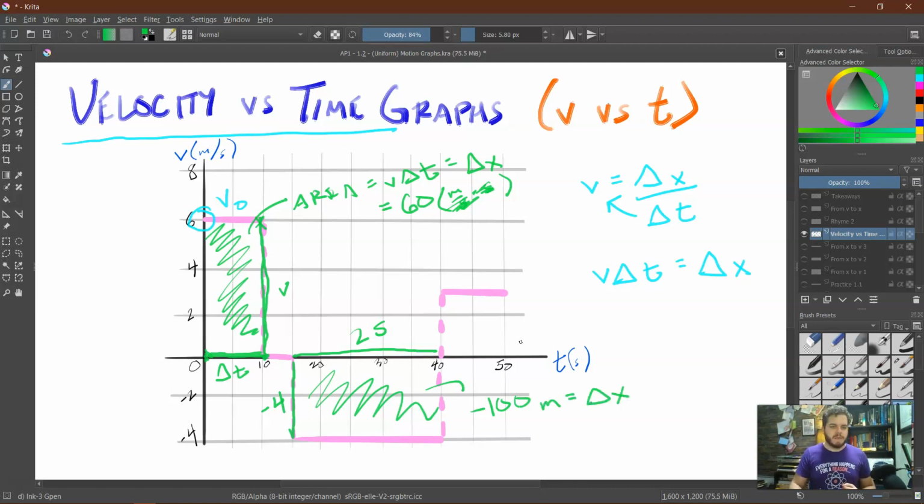That's my delta x. And lastly, I have this section here, and this actually should be going all the way up. I drew that wrong. All the way to there. And I would have 10 times 4, so this would be a delta x of 40 meters.